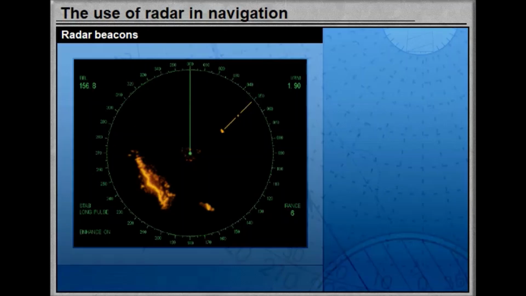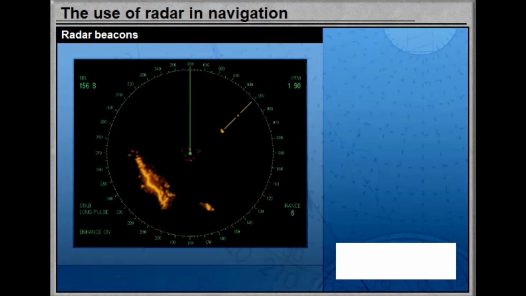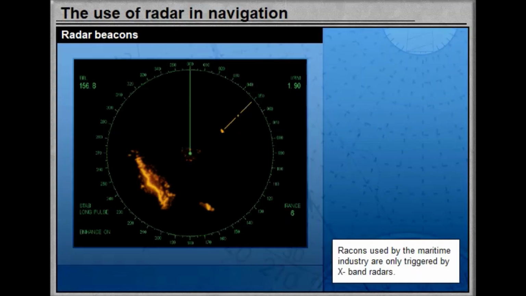Raycon provides both bearing and range information of the target. Raycons used by the maritime industry are only triggered by X-band radars.